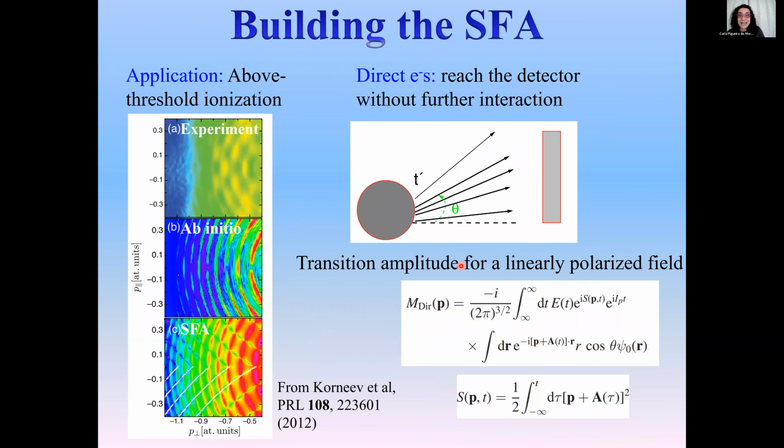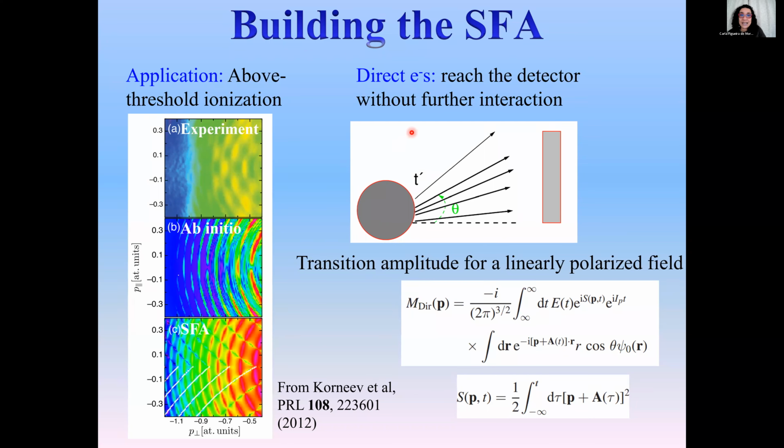One application which is also quite nice is above threshold ionization. You can see this is something that is still being used nowadays. The strong field approximation is old, but it's very useful. For instance, this is a computation in which people looked at interference carpets. This is a photoelectron momentum distribution from experiments and from ab initio computations. And here you have what you get from the strong field approximation.